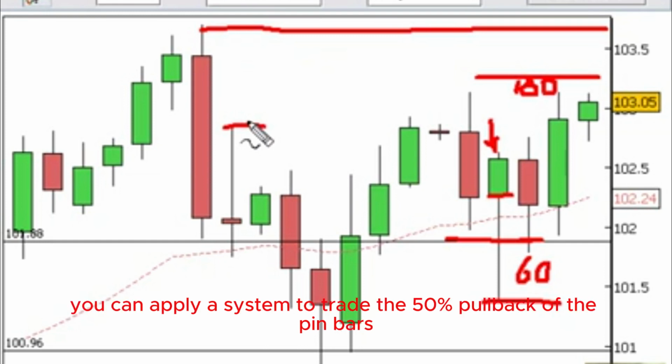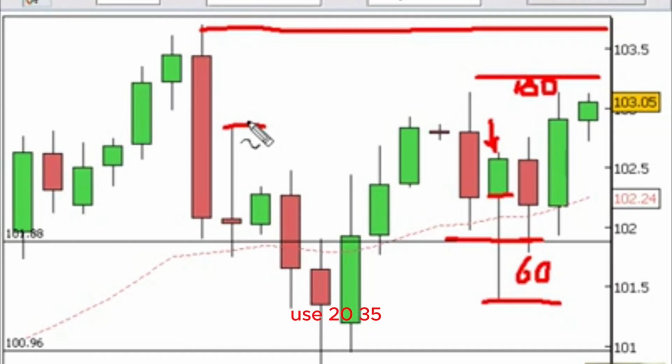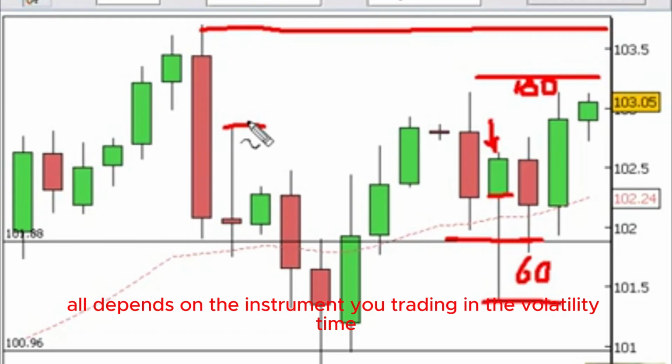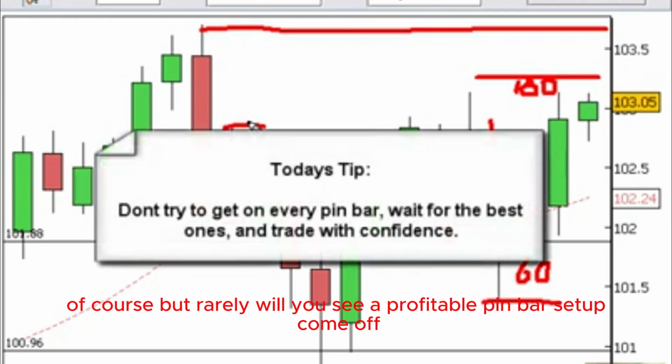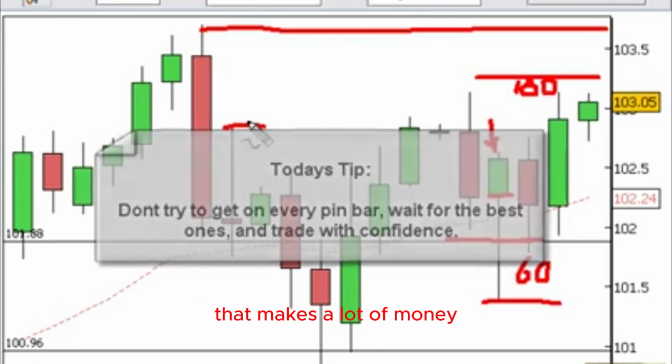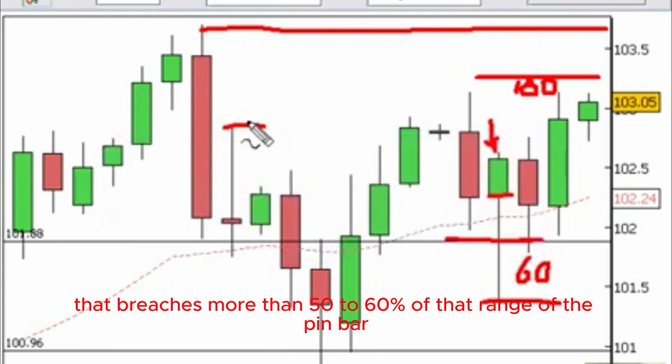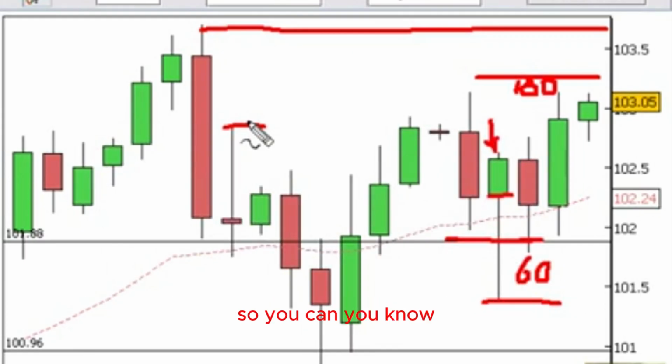And again, you can apply a system to trade the 50% pullback of the pin bars and then use a 20, 35, 55 point stop loss. All depends on the instrument you're trading and the volatility at the time, of course. But rarely will you see a profitable pin bar setup come off that makes a lot of money that breaches more than 50 to 60% of that range of the pin bar.